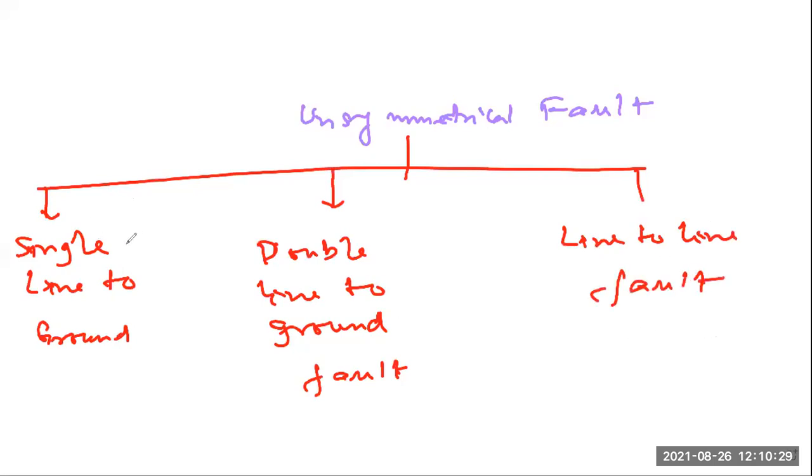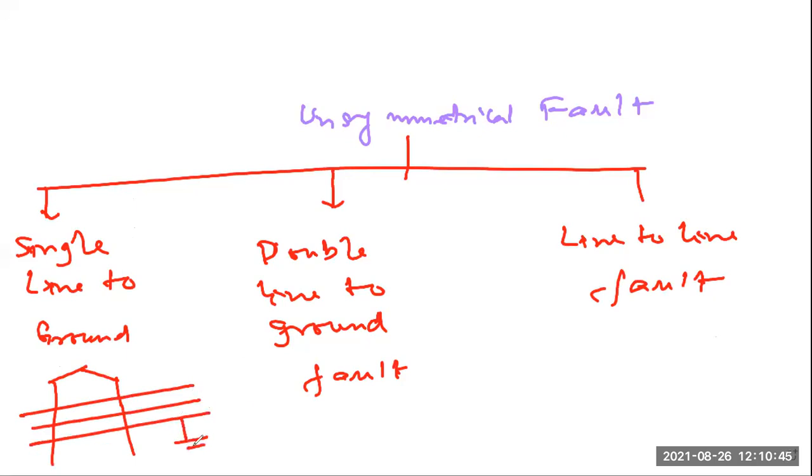First we'll discuss the single line to ground fault. Let us say a 3-phase line is there, with 3 conductors. One conductor is grounded. This is basically a single line to ground fault. Now, the second case is the double line to ground fault.